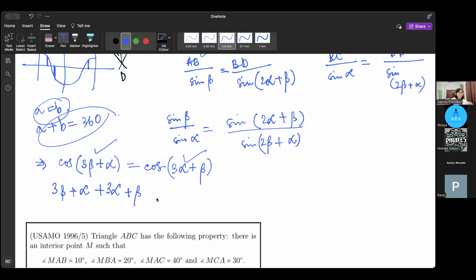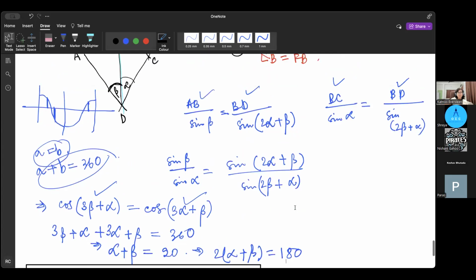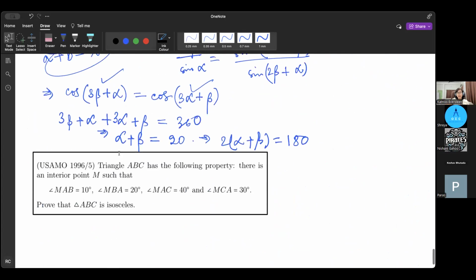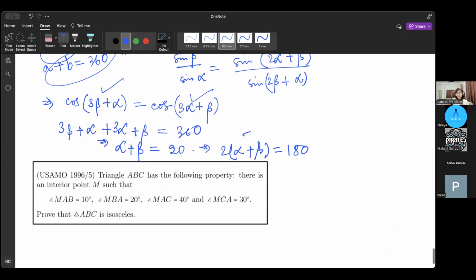So this is equal to 360, and that means alpha plus beta is 90. You can substitute, and that means twice alpha plus beta is 180. But remember that we were given that the quadrilateral is convex, and angle B is twice alpha plus beta. It can't be 180; it has to be less than 180. And twice alpha plus beta is exactly angle B, so this case is not possible.